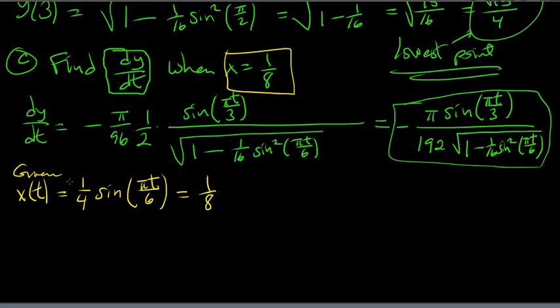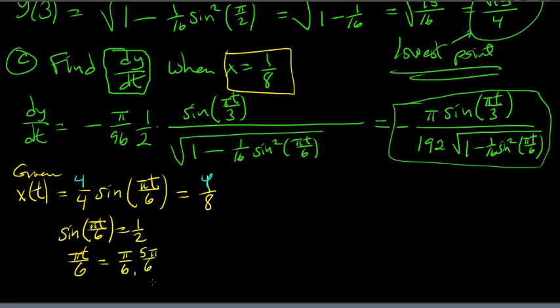We multiply by 4, left and right. So that gives us the sine of pi t over 6 is equal to 4 over 8, which is 1 over 2. So where's the sine equal to 1/2? Look at your unit circle. Sine is going to be 1/2 at pi over 6, or 5 pi over 6.